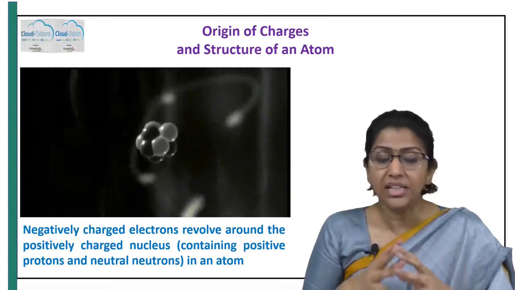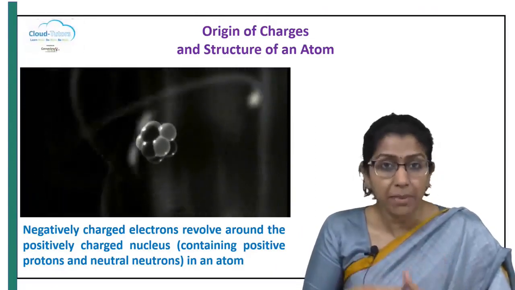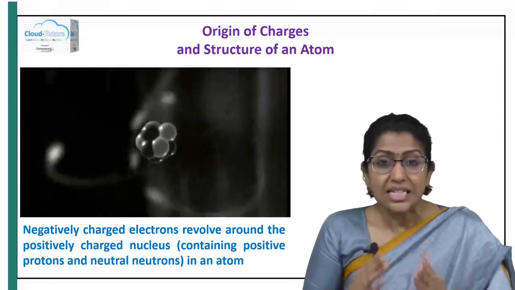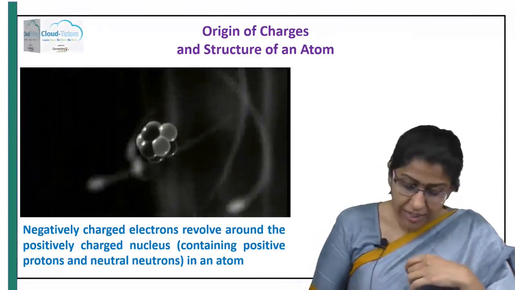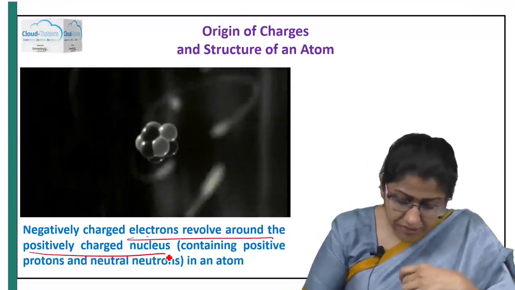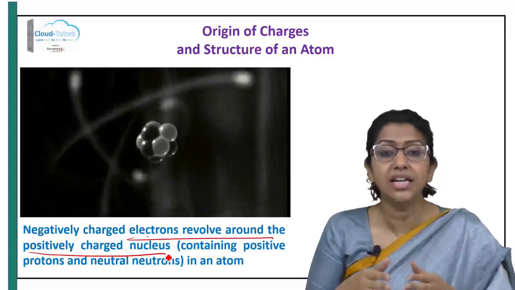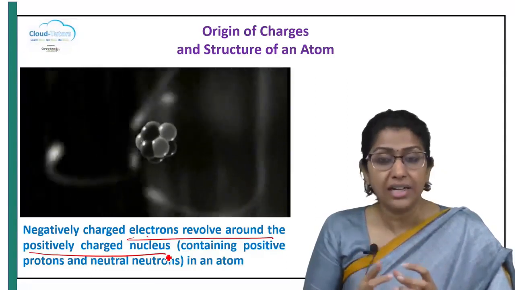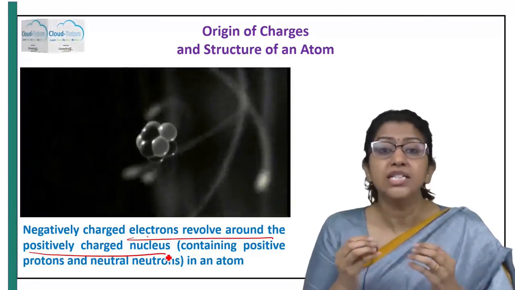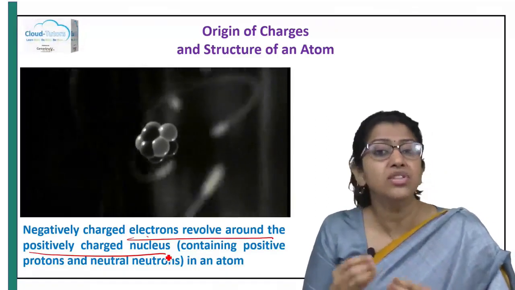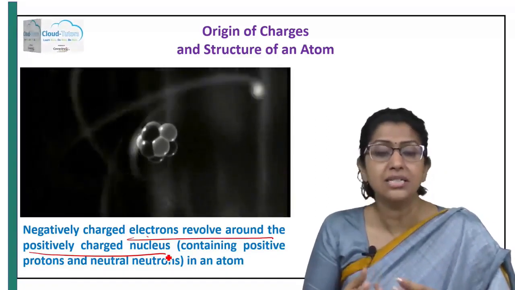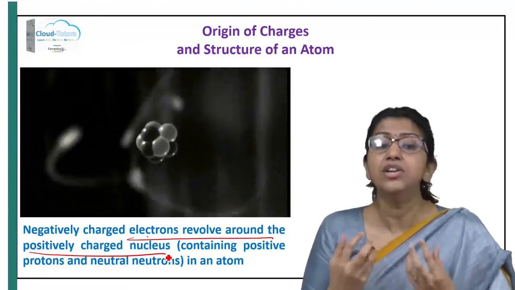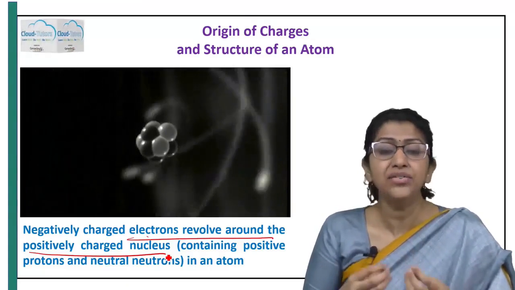Now, what we need to understand about the structure of the atom, or these particles, that is electrons, protons and neutrons, is that, as you can see on the screen, negatively charged electrons revolve around the positively charged nucleus. So why have I written it as a positively charged nucleus? Because the nucleus, which is at the center of the atom, contains positively charged protons and neutral neutrons. The neutrons are not electrically charged. They are electrically neutral. That is, they do not have any kind of charge.